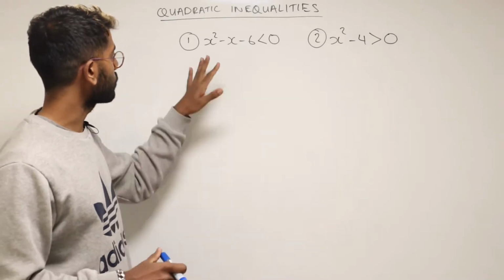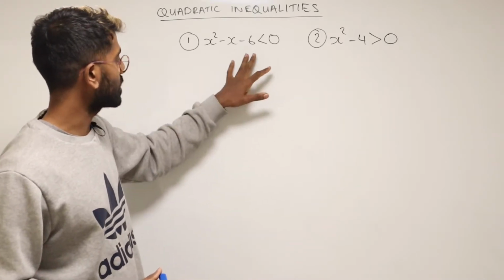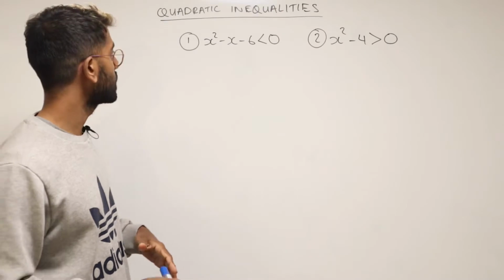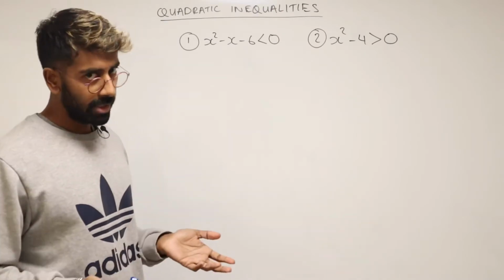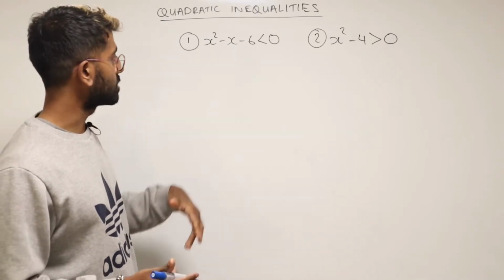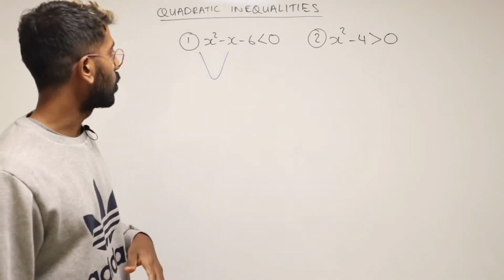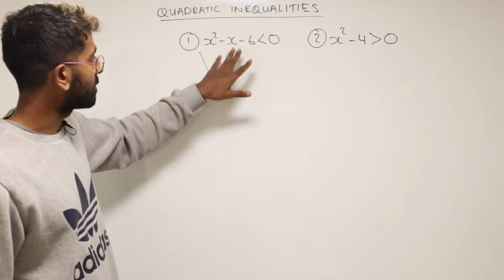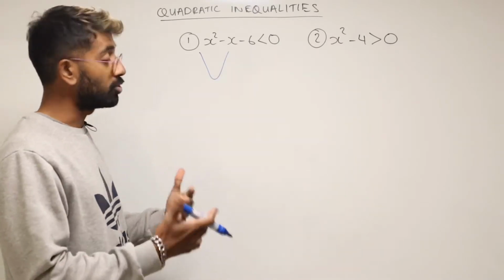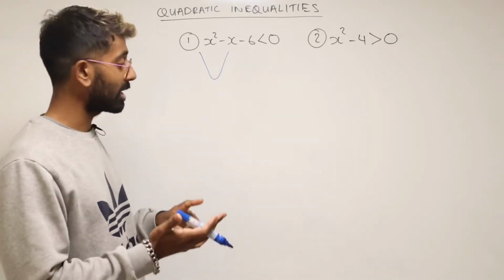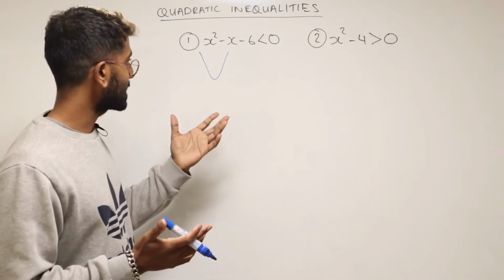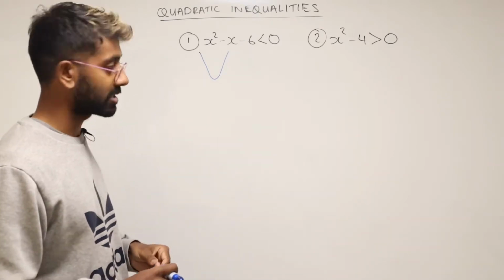Now for the first one, we've got to solve where this quadratic is less than 0. Now what we know is that this here is some sort of parabola. And what we need to do is work out where that parabola is less than 0. So to do this, what I'm going to do is first of all try and make a sketch of the quadratic and then have a look at where it's less than 0.